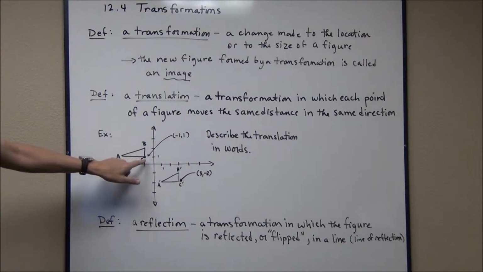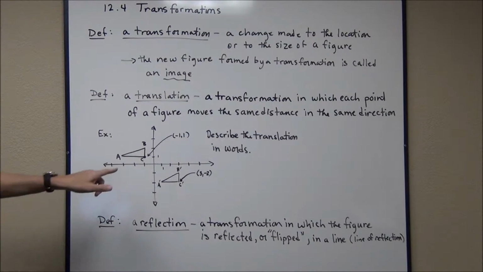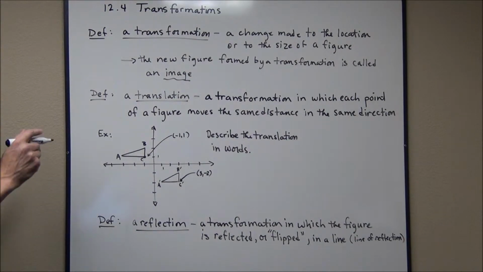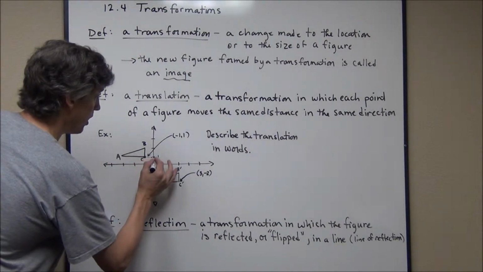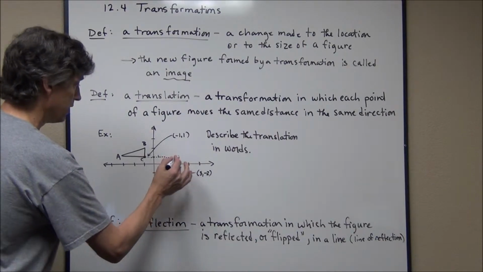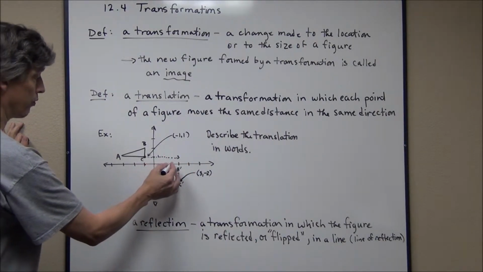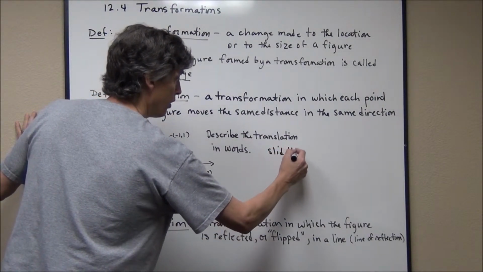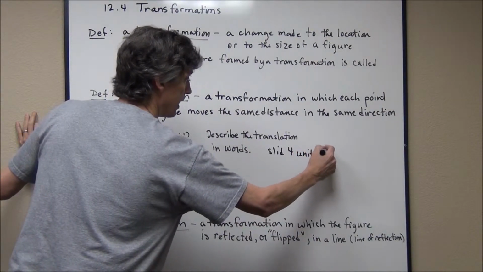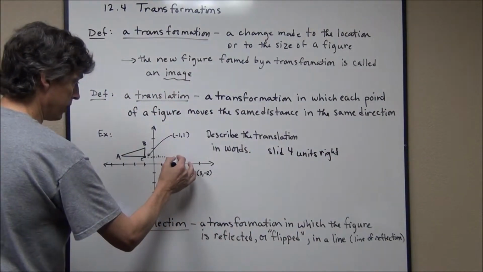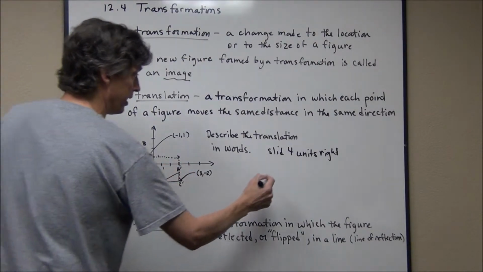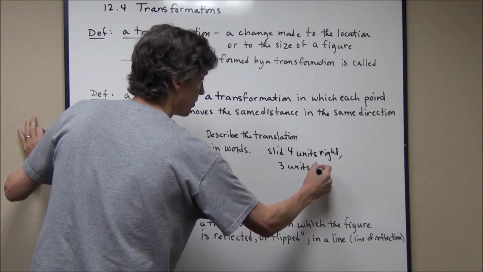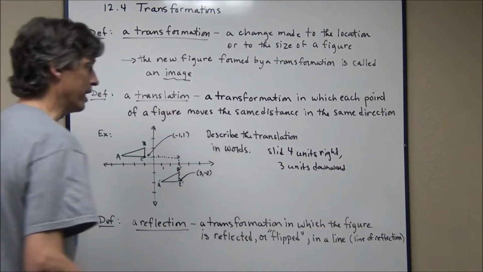What I'm going to do is use these two key points that I have marked. I went from -1, 1 to 3, -2. So horizontally, this thing went 1, 2, 3, excuse me, 4 spots, I can't count here, 1, 2, 3, 4 units to the right. So it slid 4 units to the right. And then from here it went down 1, down 2, down 3. Then it went 3 units downward. And that's how I would describe it in words.